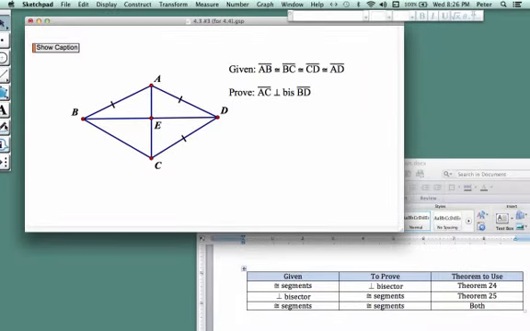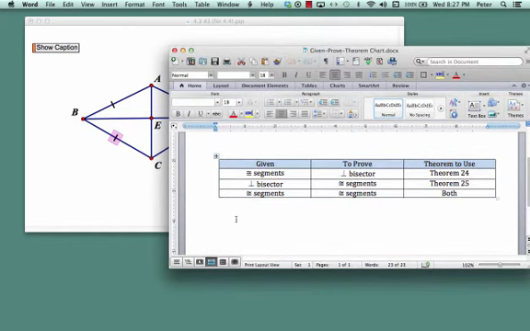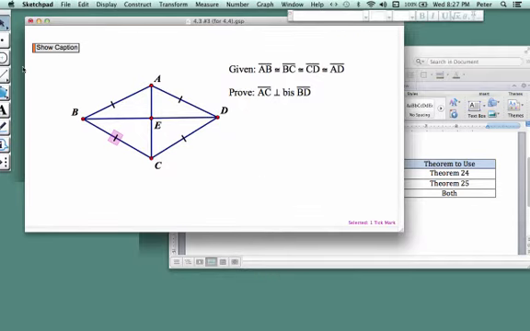Okay, here we're given that AB, BC, CD, and AD are all congruent, and they want us to prove a perpendicular bisector. So if we take a look at that chart, that's clearly an example of the first line of the chart, where we're given congruent segments and we have to prove perpendicular bisector. So we should be aware that we're probably going to be using Theorem 24. That was the first of the theorems we learned. Okay, so how are we going to prove it?